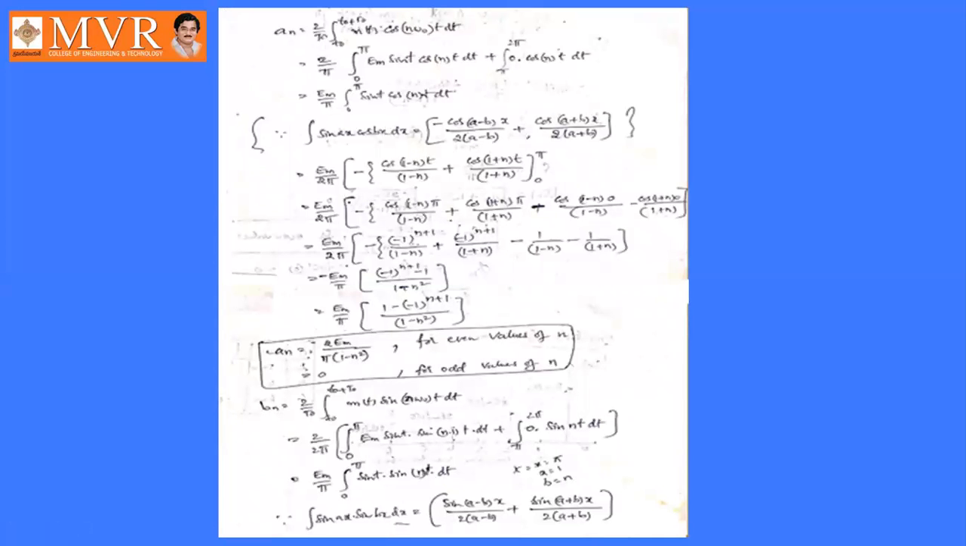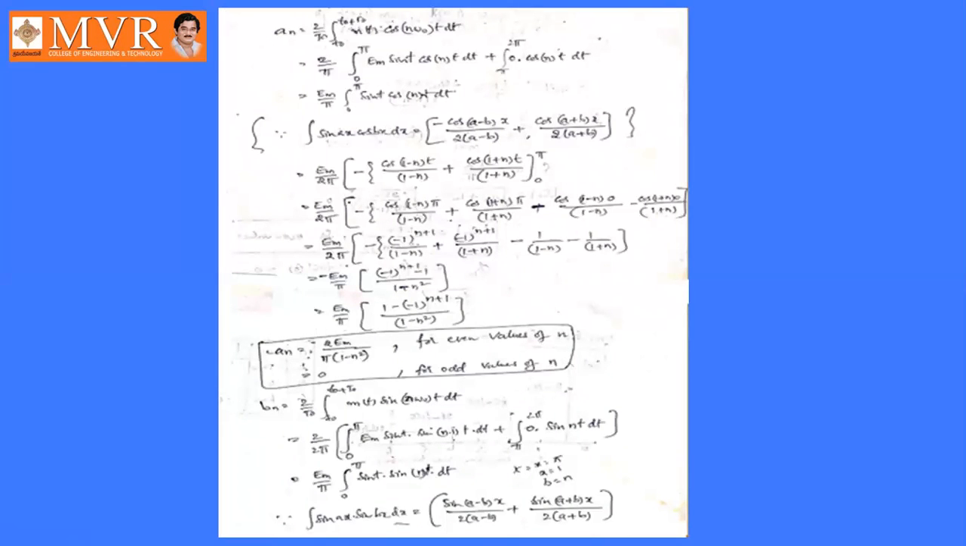a naught equal to 1 by T naught integral T naught to T naught plus T naught m of t dt. So what are the limits? 0 to pi Em sin omega t, plus pi to 2 pi, it is 0, so that entire thing will become 0. So integral 0 to pi, extract Em outside, Em by 2 pi into integral sin t, that is minus cos t, with limits 0 to pi. By simply substituting the 0 and pi values in this expression, we will get a naught equal to Em by pi.